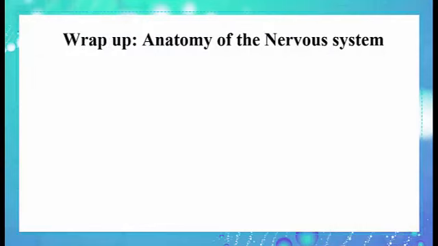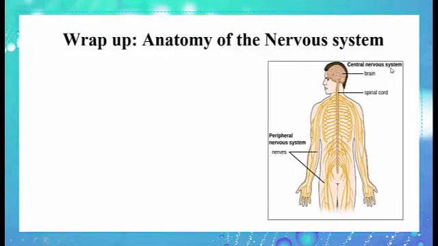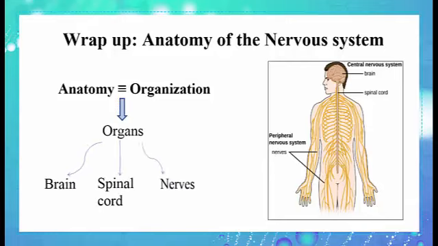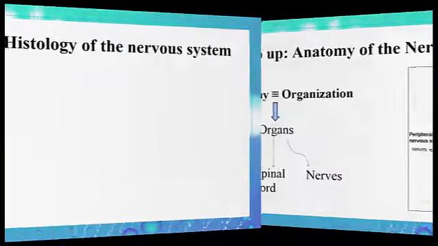What is the anatomy of the nervous system? As shown in the figure, the organs that make up the nervous system are the brain and the spinal cord, which make the central nervous system, and the nerves that make the peripheral nervous system. So anatomy means organization, which means organs: the brain, the spinal cord, and the nerves.